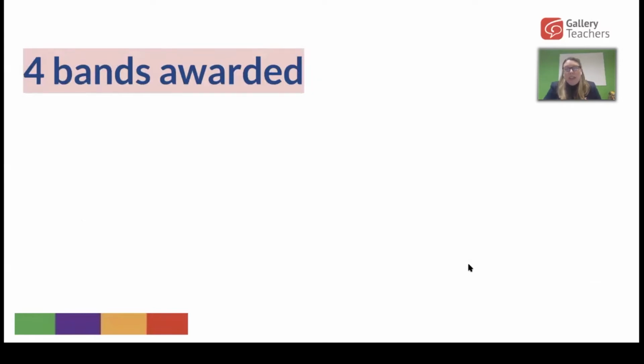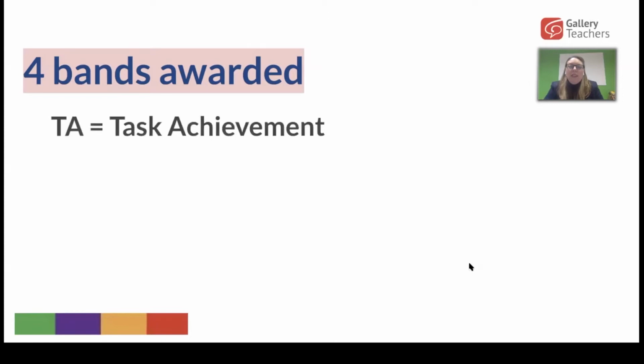So I mentioned the bands. Okay, so there are actually 4 bands awarded. A candidate will essentially receive 4 marks. All right, and what are those areas? Let's take a look at them. The first area is called TA.